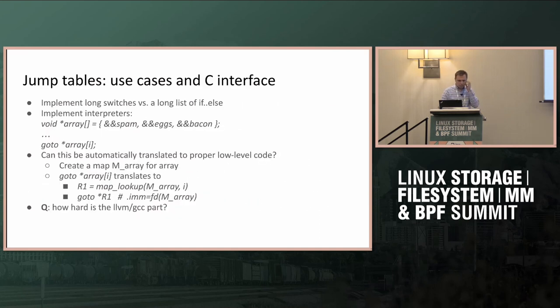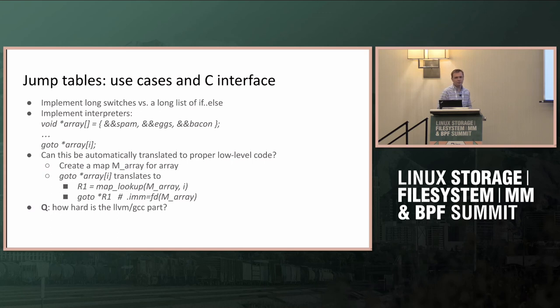So yeah, the example is switches. The next example, which I can imagine we can translate automatically from LLVM through libbpf to BPF, is if we have an array of label addresses, and then we use goto array. Then probably we can automate it by creating a map for the array and emitting goto R1, where R1 was loaded from the map. But I'm not sure how complex it is.